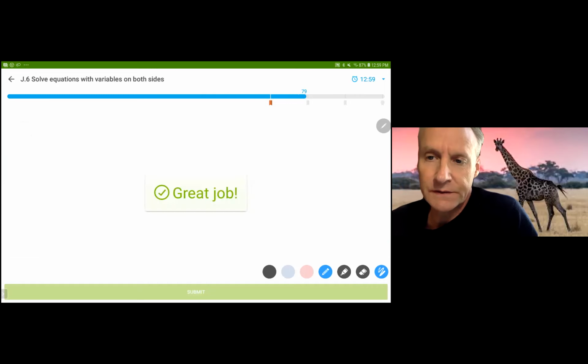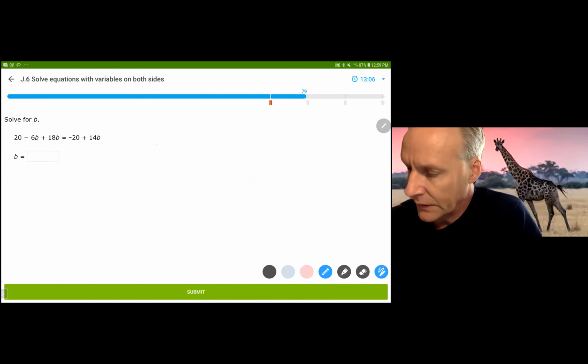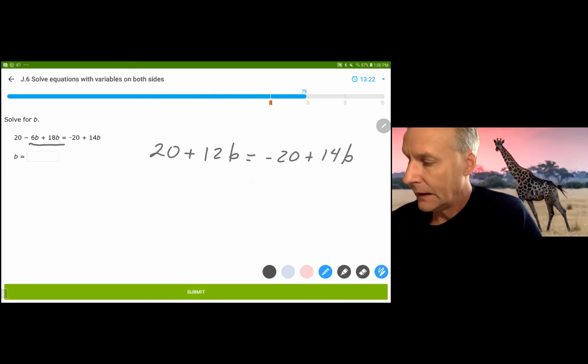It doesn't hurt to do these in your head if they're that easy. In this particular case, I definitely want to write it out. So I've got 20, and then I've got negative 6b plus 18b, gives me plus 12b. Don't forget to put the tail on your b. I'm going to add 20 to both sides and get 40.